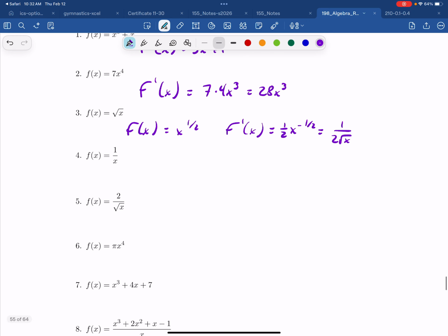1 over x, right? So let's see. I guess one way I could write this is f of x really equals x to the negative 1. I should have written an implies symbol here, right? Implies f prime of x equals negative 1 x to the negative 2. And that's negative 1 over x squared.